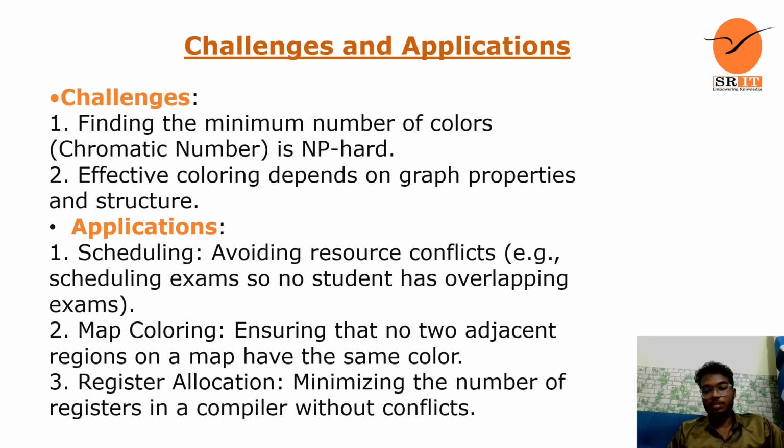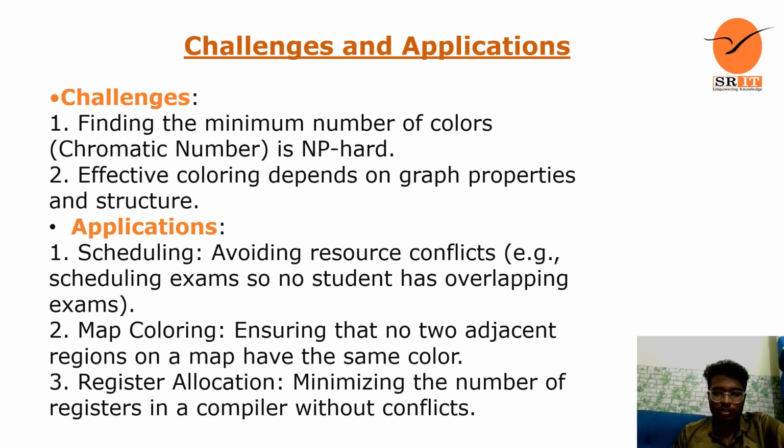what are the challenges and applications we have for graph coloring? When we look into the challenges, finding the minimum number of colors, that is the chromatic number, is NP hard. Why are we saying NP hard? Because it is hard to determine. First we have to determine the degree of the graph, and then we have to find the chromatic number. This makes the graph coloring problem an NP hard problem. And effective coloring depends on graph properties and structure. When we are coloring, it takes a lot of time complexity, since each vertex should be determined, and we have to follow the condition that no two adjacent vertices should have the same color. These are the challenges for graph coloring.